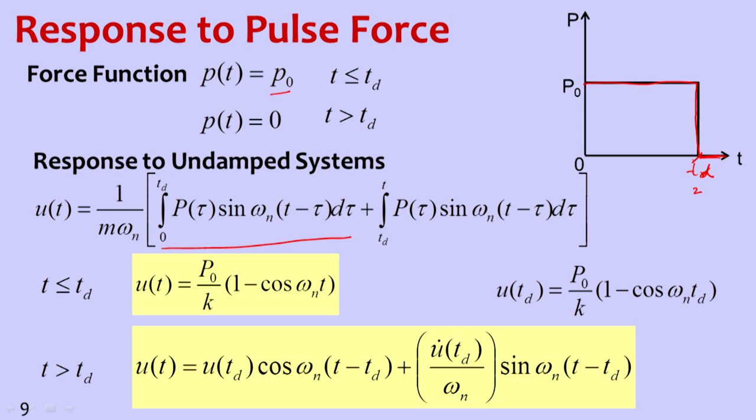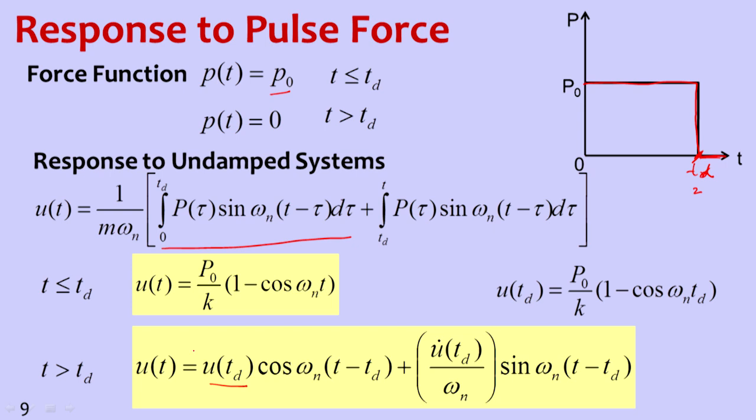We need to consider one important thing here: at t equal to Td, this second function starts. So in that, the initial conditions term also will be there, that is u(Td) cos omega n (t minus Td), plus u dot (Td) divided by omega n, sin omega n (t minus Td). So that will be there. This is after Td, and this one is before Td. So before Td is this function, after Td is the second function.